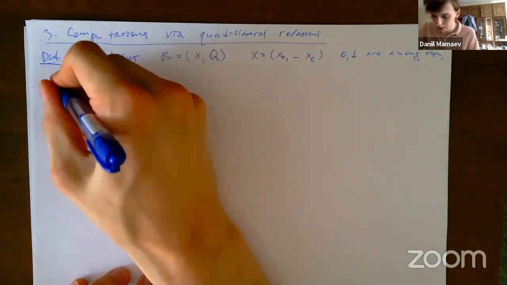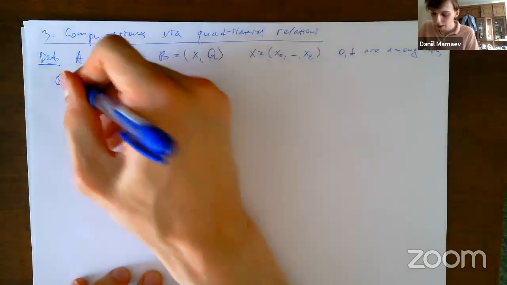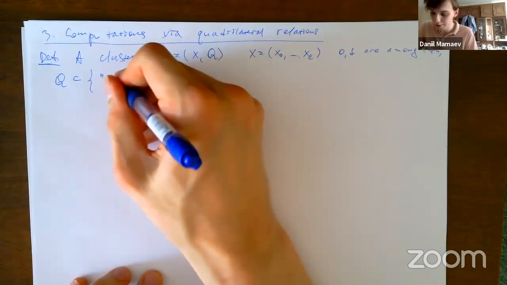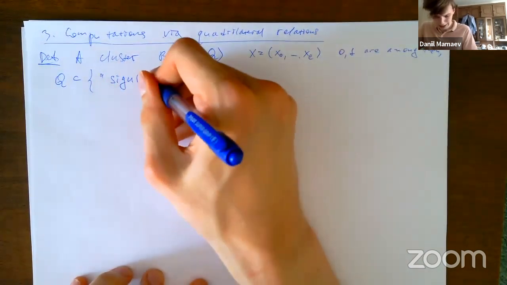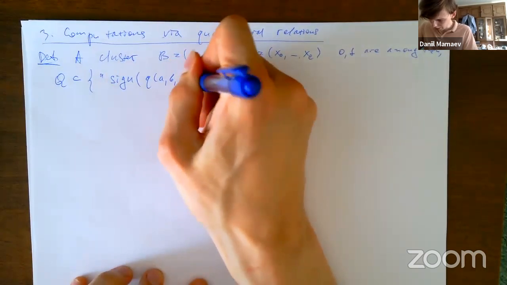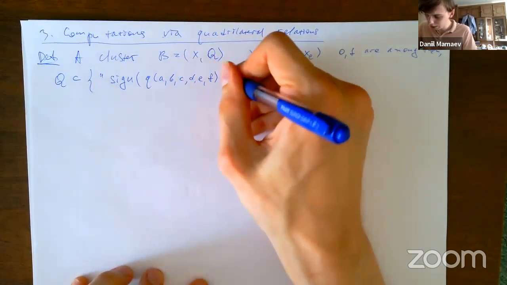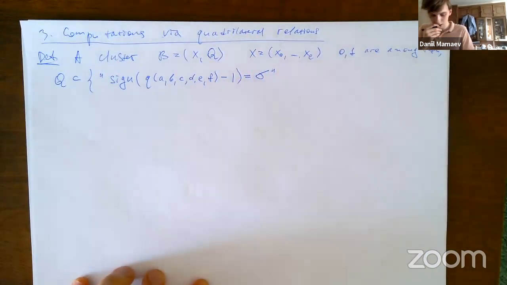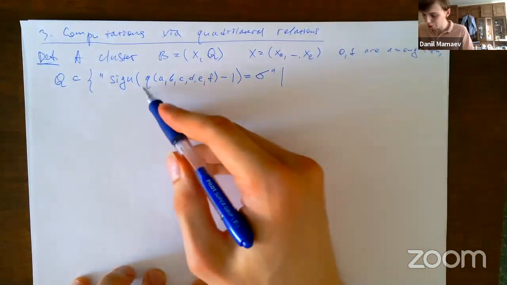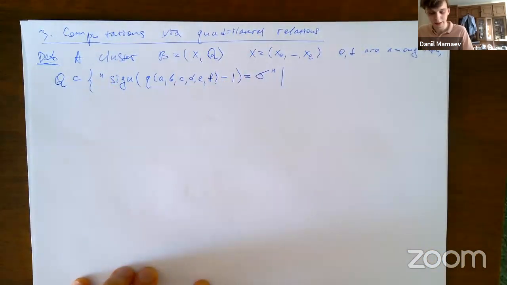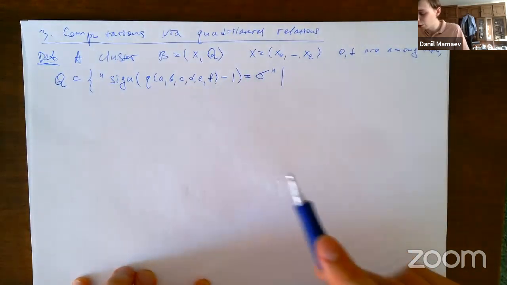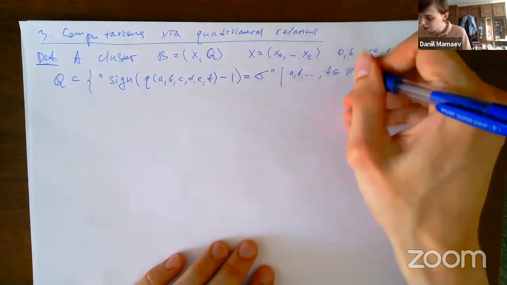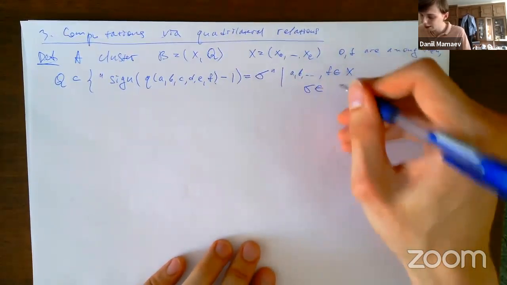And, well, Q is some collection of quadrilateral relations. A quadrilateral relation is, well, you just say that your quadrilateral ratio is either greater than 1 or smaller than 1 or equal to 1. So A, B, C, D, E, F are our variables, and sigma is some sign.